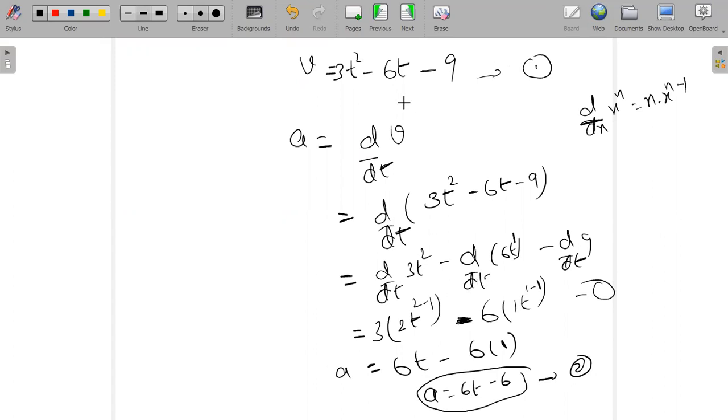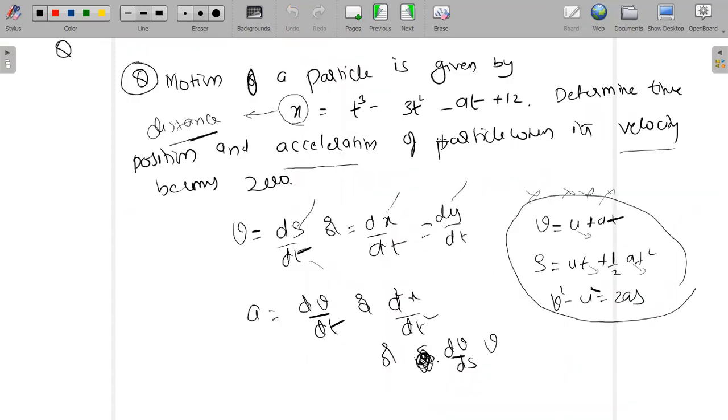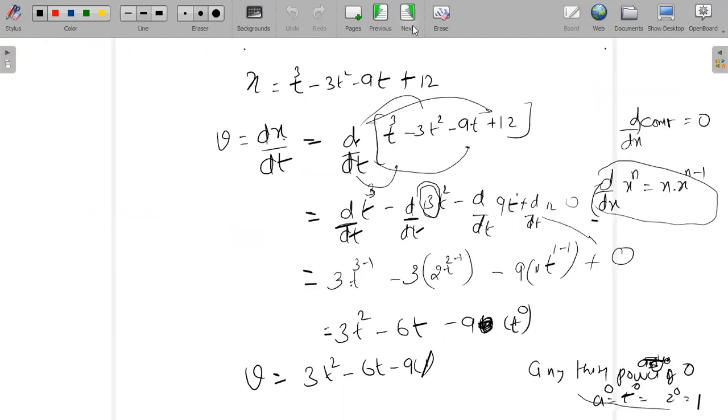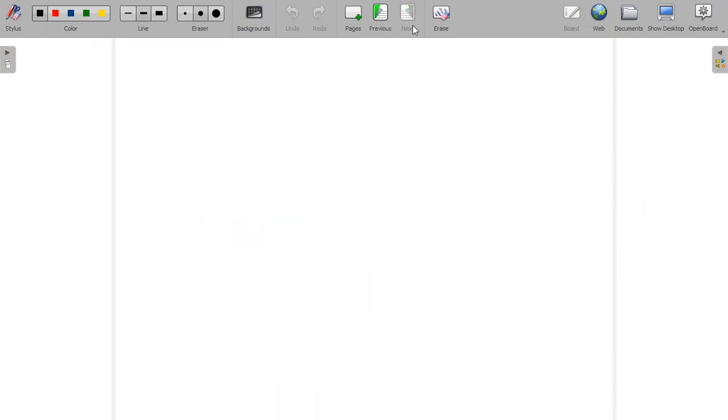Okay. Now let us go to the question. In the question they are saying if the velocity becomes 0, determine the time and position. Time means you have to find t. Position means what we have to find is x. And next you have to find acceleration when its velocity is 0. Let us take the equation of velocity, then we will make it 0. v is equal to 3t square minus 6t minus 9. So the velocity should become 0.